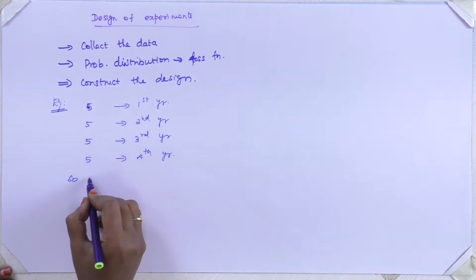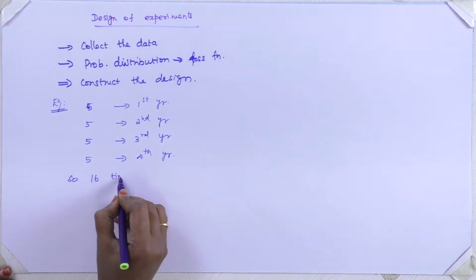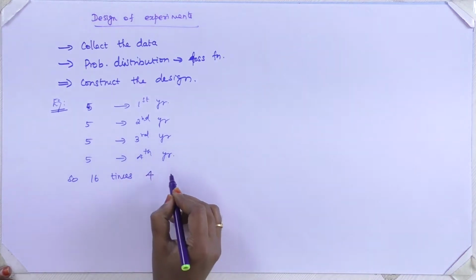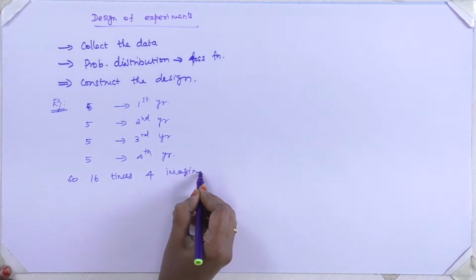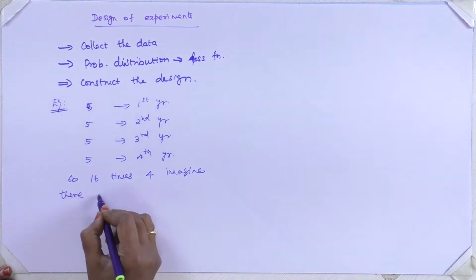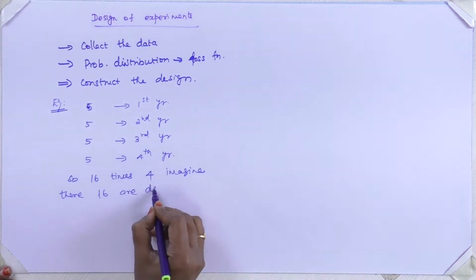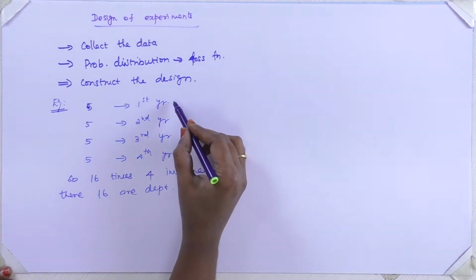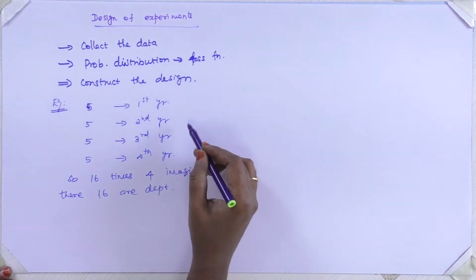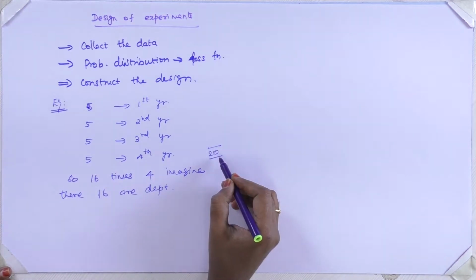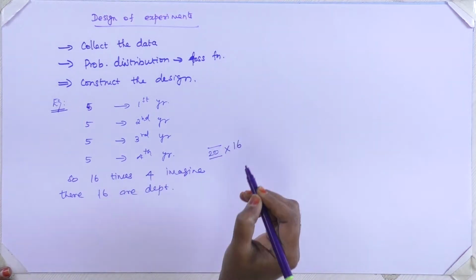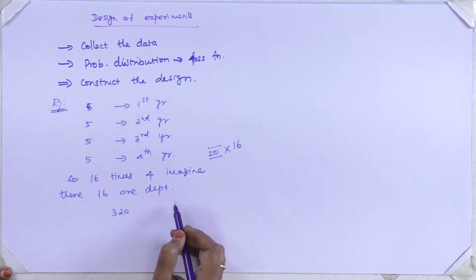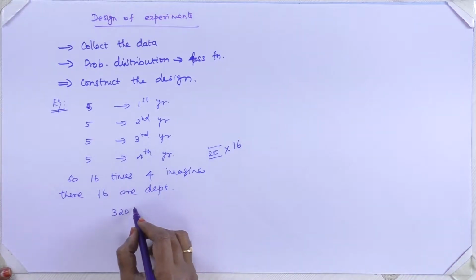So, imagine 4 years and 16 departments. Now in total we have from first year 5, second year 5, third year 5, fourth year 5, totally 20 students. This is for one department. Similarly, for 16 departments, we have 320 candidates. Overall, we have 320 students.